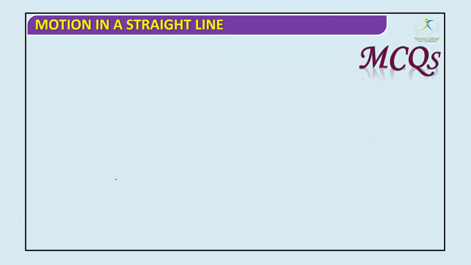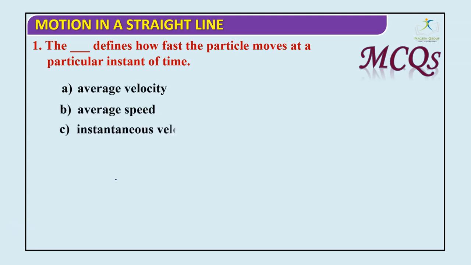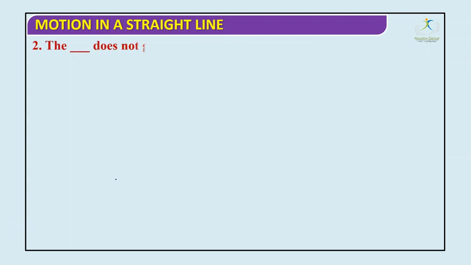Now let's move on to some multiple choice questions. The dash defines how fast the particle moves at a particular instant of time: average velocity, average speed, instantaneous velocity, instantaneous speed. The correct answer for this question is instantaneous velocity.